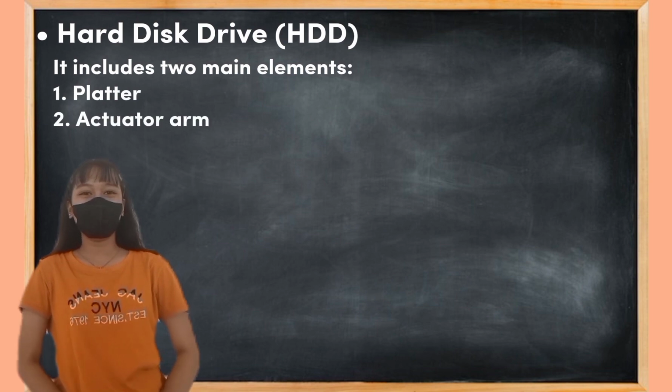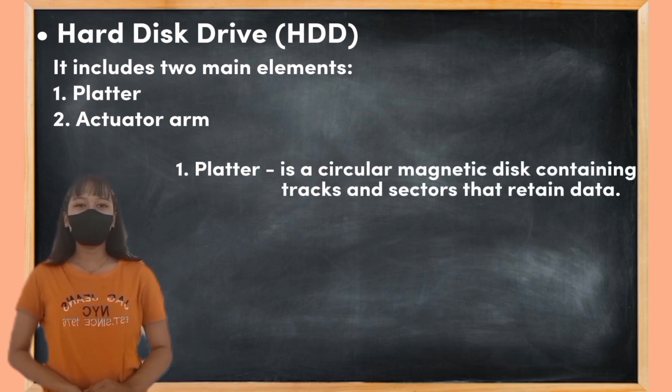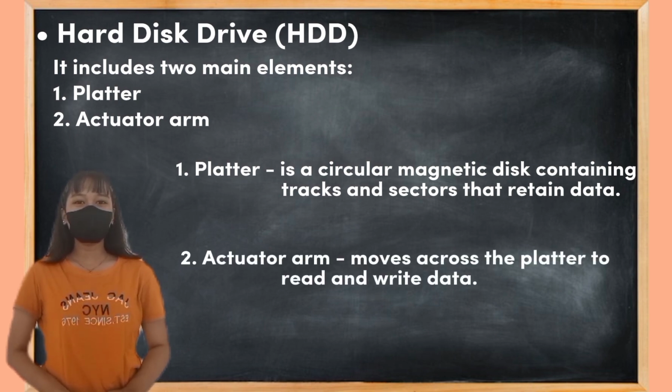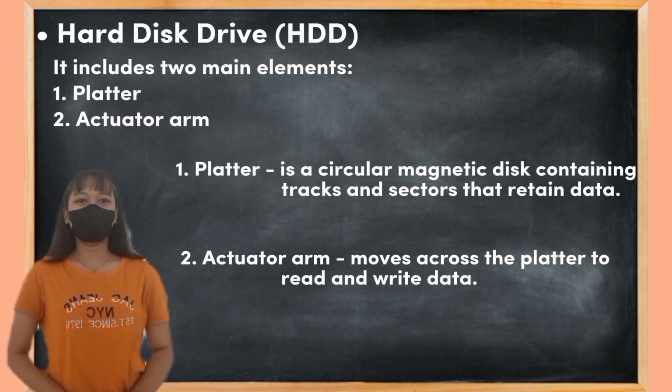An HDD includes two main elements, a spinning platter and an actuator arm. The platter is a circular magnetic disk containing tracks and sectors that retain data. The actuator arm moves across the platter to read and write data.